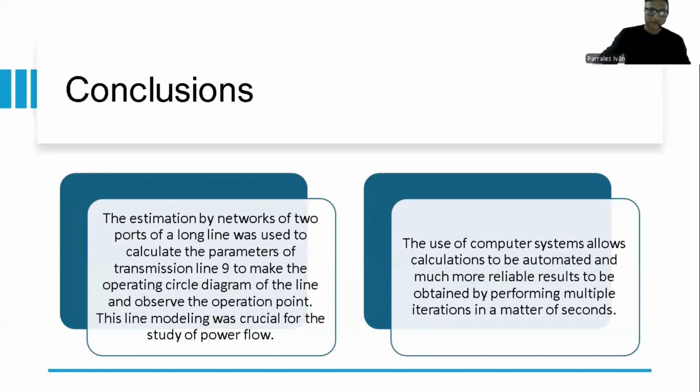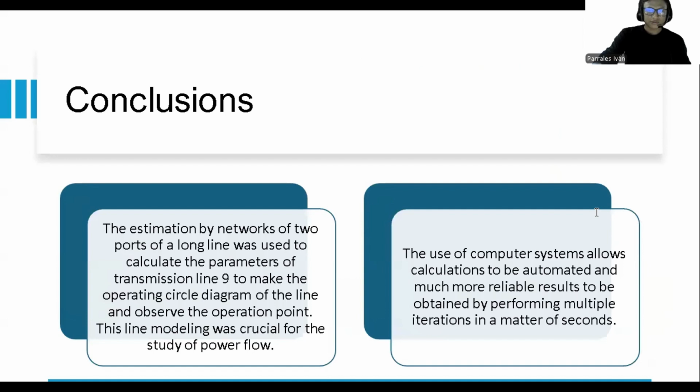For the conclusions, the estimation by network of support of a line was used to calculate the parameters of transmission line 9 to make the operating circle diagram of the line and the operation point. And modeling the long transmission line using two-port networks was crucial to understand system behavior and ensure power flow stability.